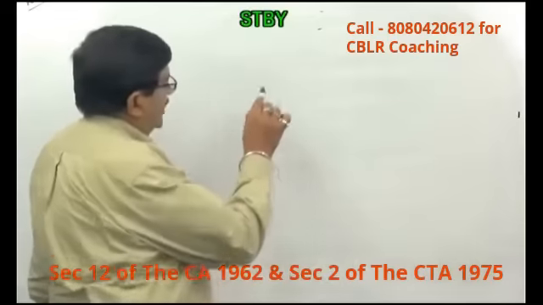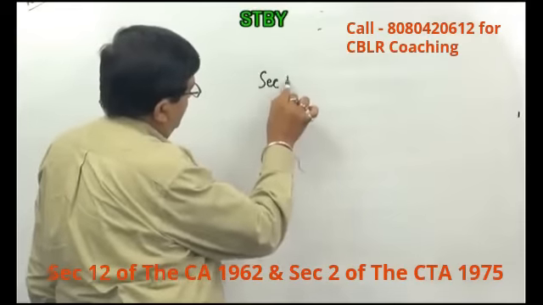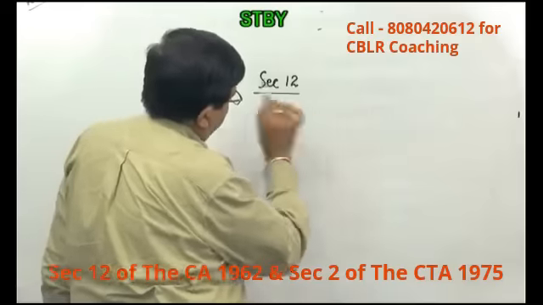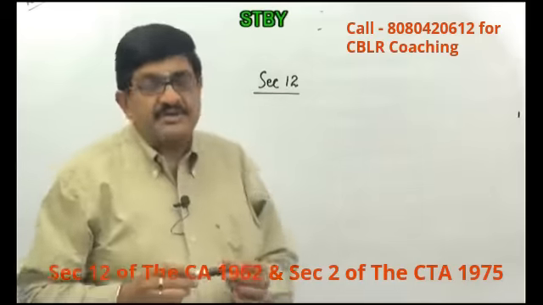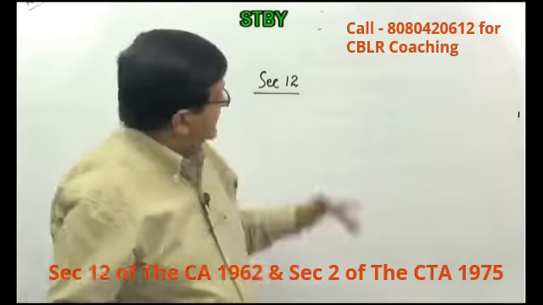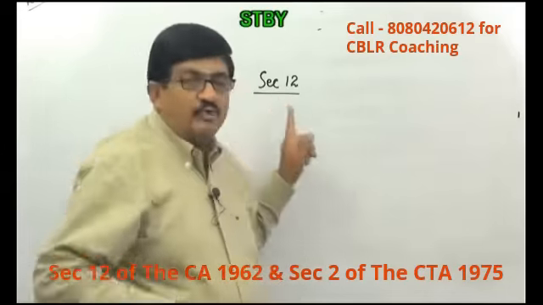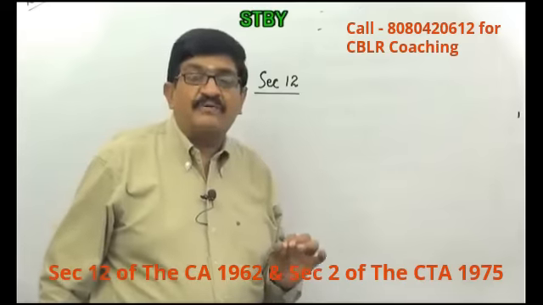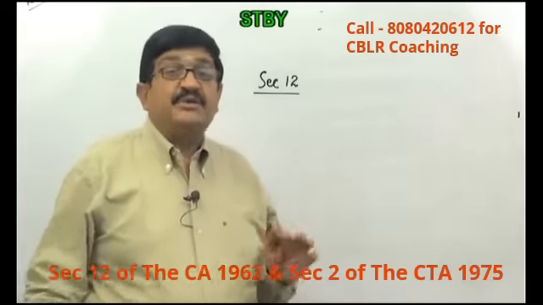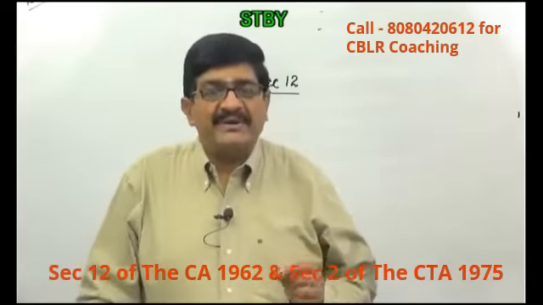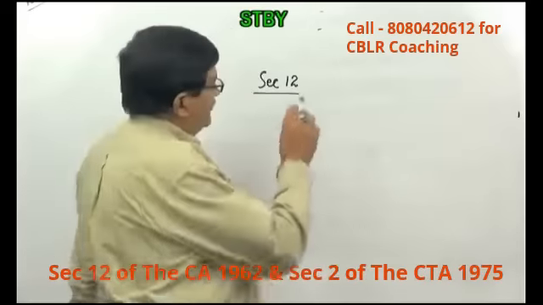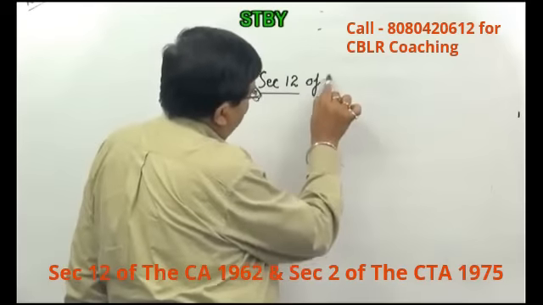So section 12, this is the charging section under the Customs Act. If this section is removed, there is nothing left in the Customs Act. This section provides for levy and collection of tax. Which tax? You can say customs duty on import as well as export, both. So this provides for section 12 of the Customs Act.